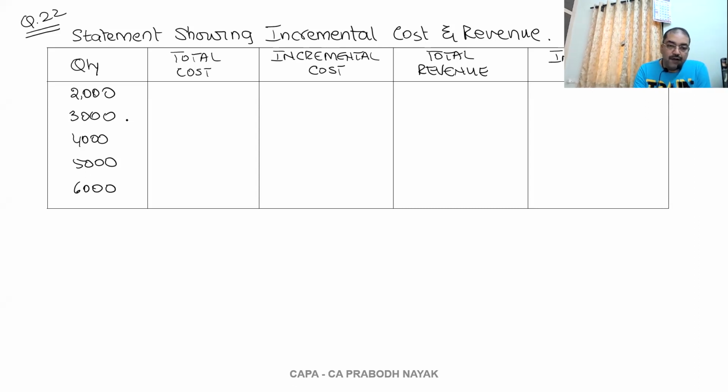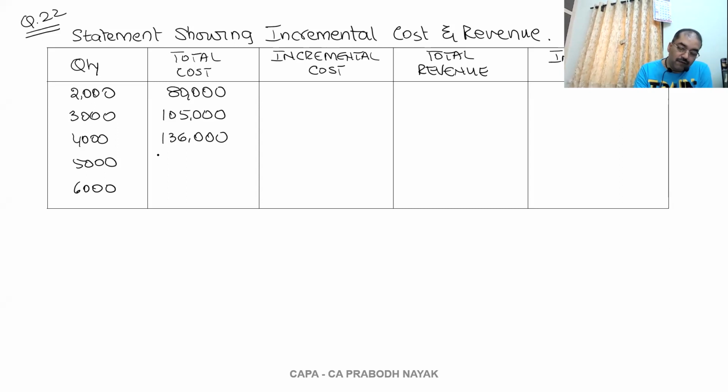Cost: 40 into 2,000 is 80,000. 35 into 3, 105, 1,05,000. 34 into 4, 68 and 4 is 136. 32 into 5, 16, 1,60,000. And 31 into 6, 1,86,000.